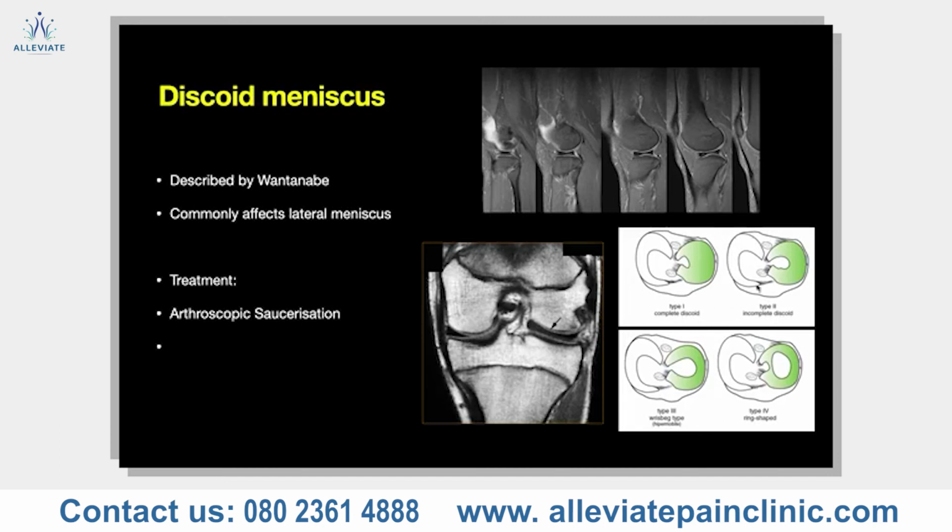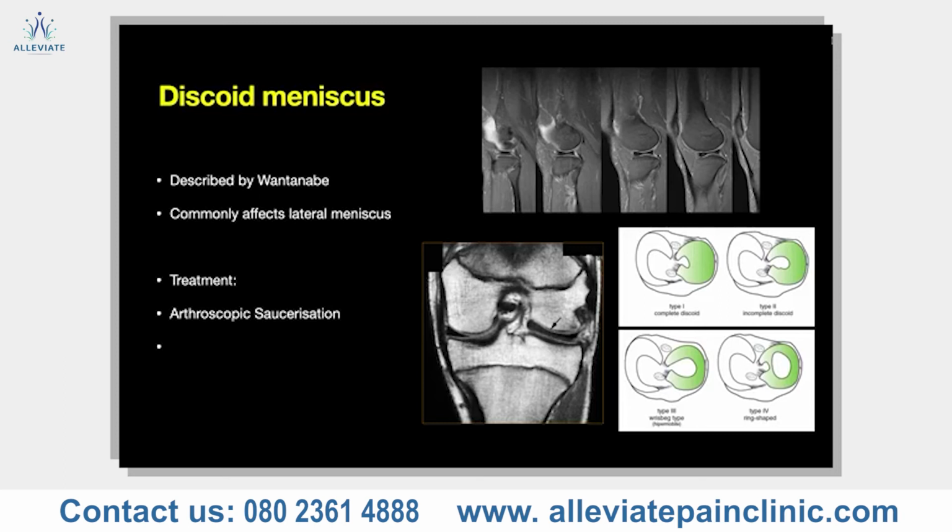When you see an MRA of this kind, in a sagittal cut on the lateral side, you can see the meniscus is completely fused between the anterior horn and the posterior horn. There's no separation between the anterior and the posterior horn. So this is classical of a discoid meniscus.